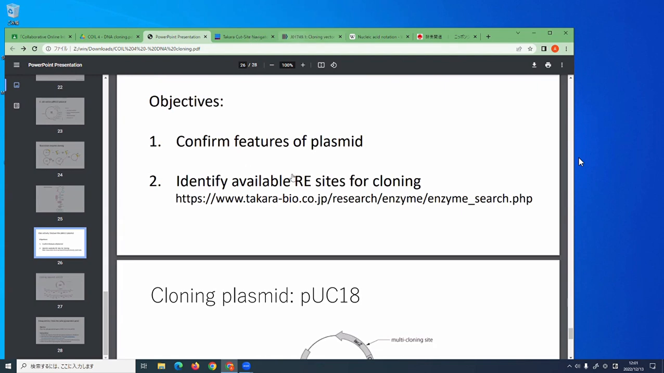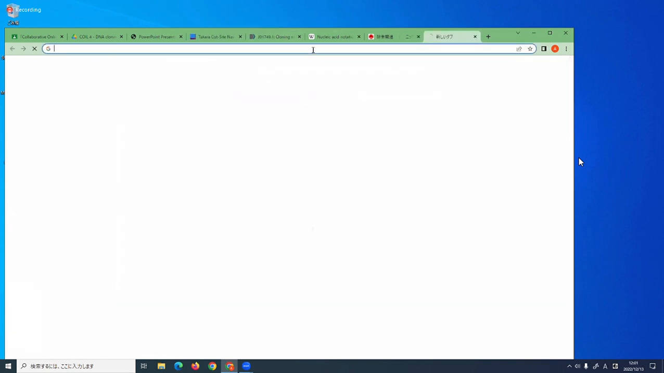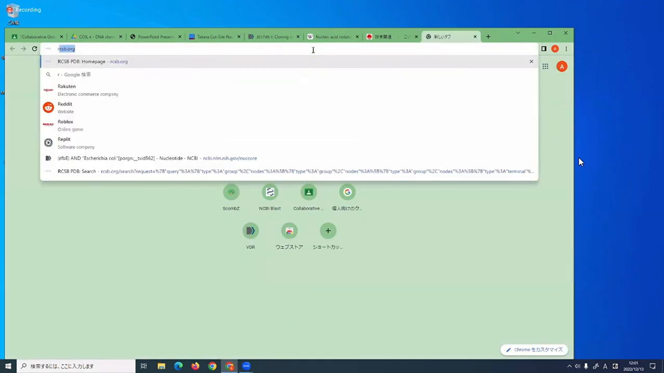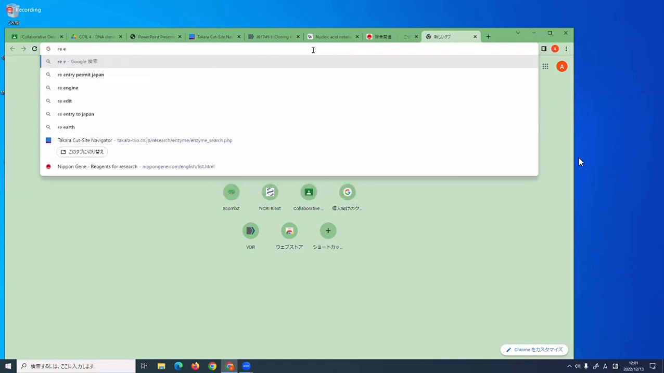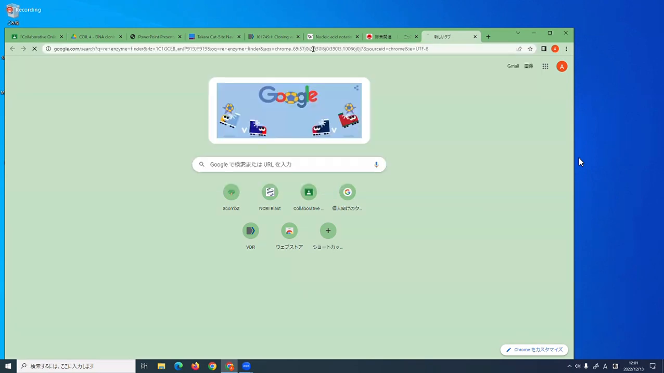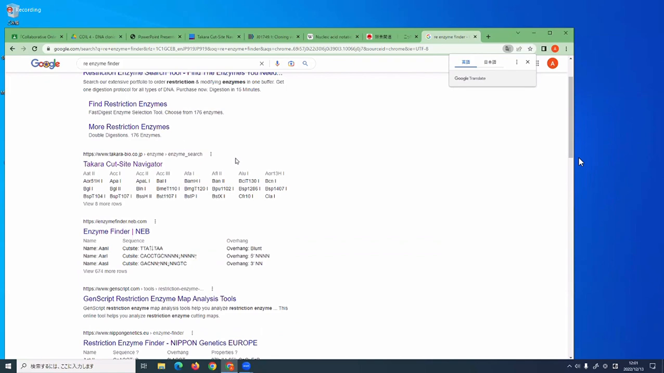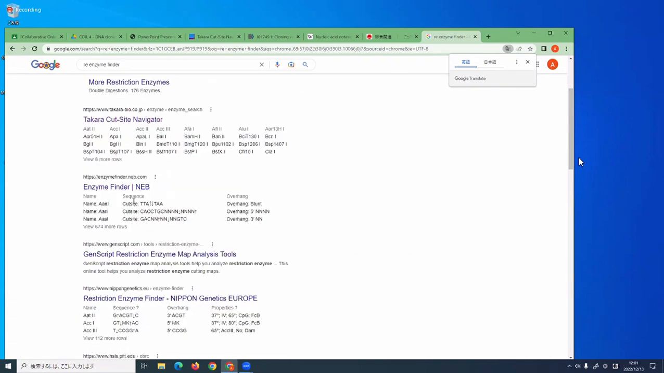Normally we'll use tools like this. If you Google, you can find restriction enzyme tools, and you can use other sites as well, like a RE enzyme finder, for example. I just randomly picked this tool. That's from Thermo Fisher as well. You can use that because previously I think we used Thermo Fisher. There are different sites like NEB, New England Biolabs, which also provide their enzyme finder as well.